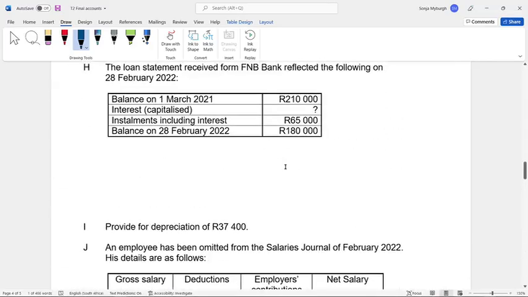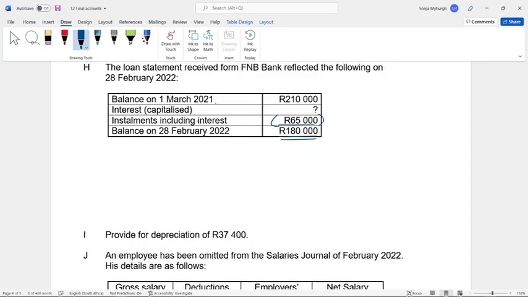Next one is where interest is capitalized. Now, interest capitalized just means we add that to the loan amount. At the beginning of the year, 1st of March, the loan was 210. Then we add the interest we've paid, subtract, so put it in brackets, during the year installments, and that included the interest, to get the balance at the end. So now we can calculate that question mark.